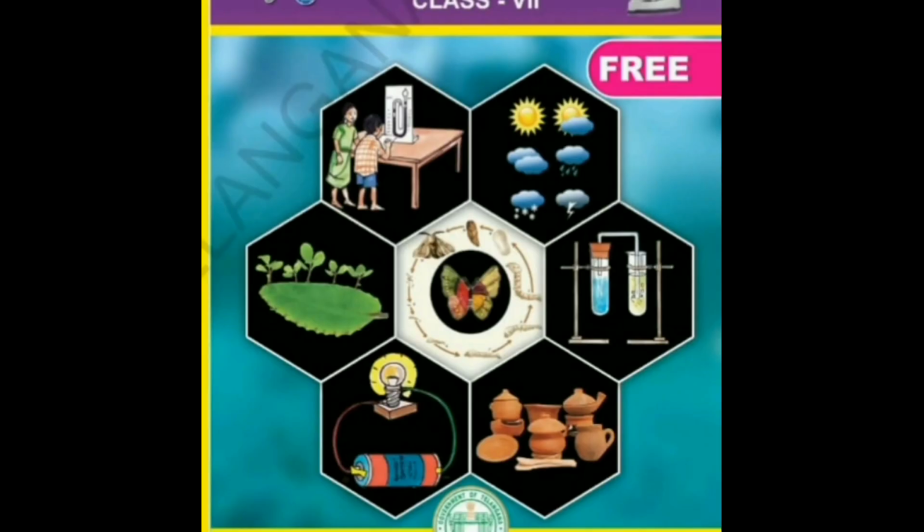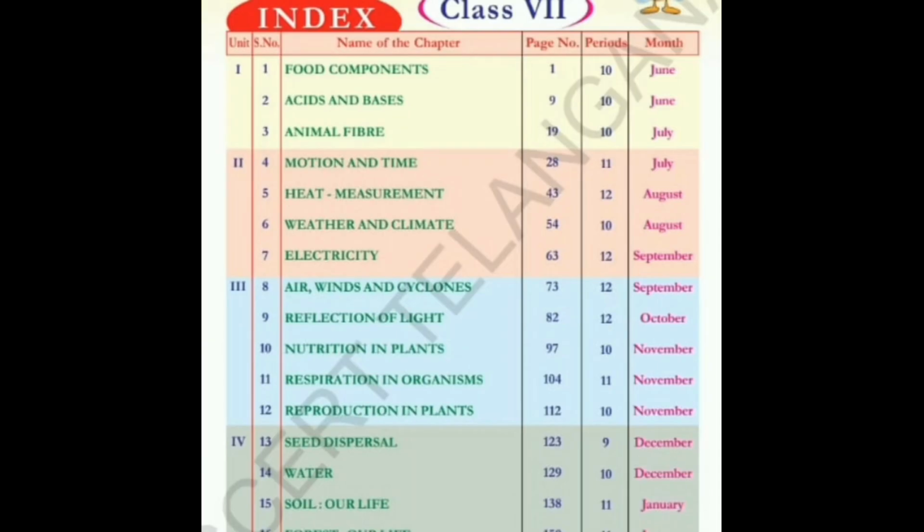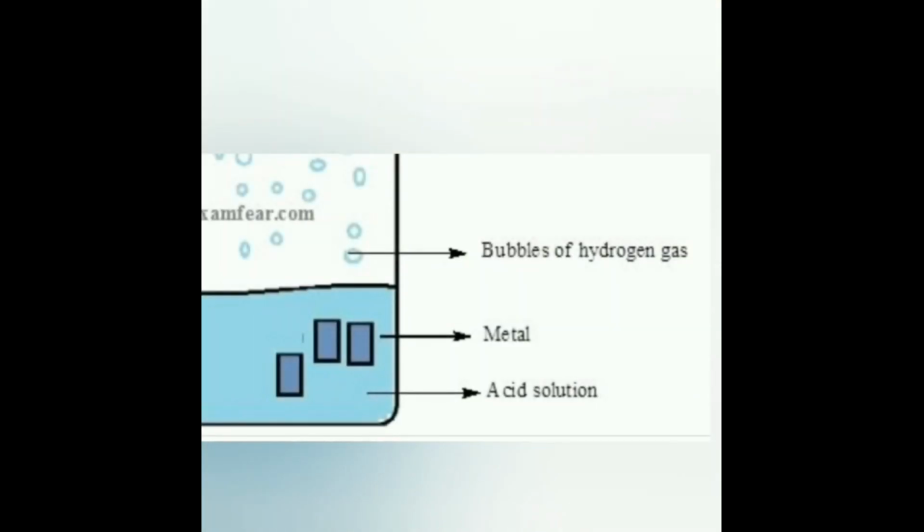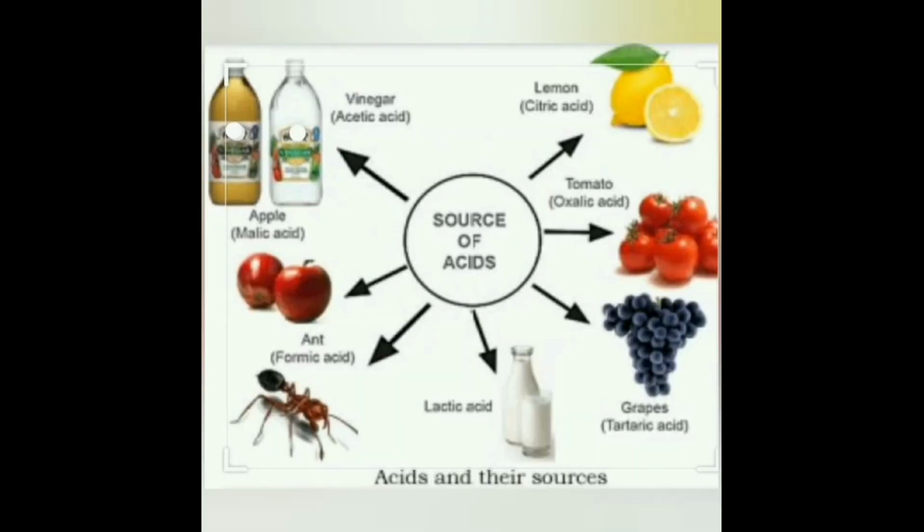Today I'm gonna discuss the chemistry topic acids and bases. In the previous video we discussed properties of acids and bases. Now let us know some more properties of it. When an acid reacts with a metal, it produces hydrogen gas along with salts. To understand better, let us do an activity.